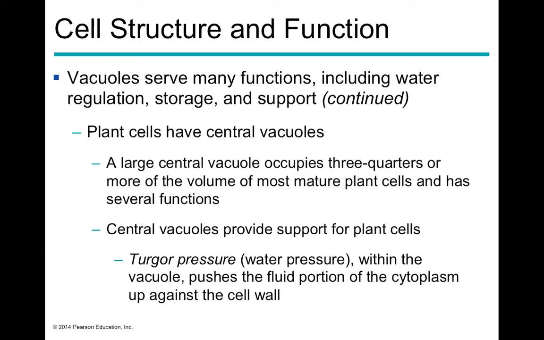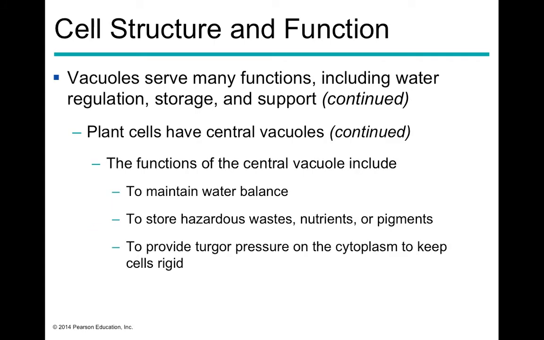Turgor pressure is literally the water pressure, the pressure within the cell itself. In this case, it's stored inside that central vacuole, and that central vacuole is going to push out all the organelles of the cell, which is going to provide the rigidity that the cells need to be able to have the plant standing upward. Multiple functions of the central vacuole, although first and foremost it's meant to maintain the water balance, right?